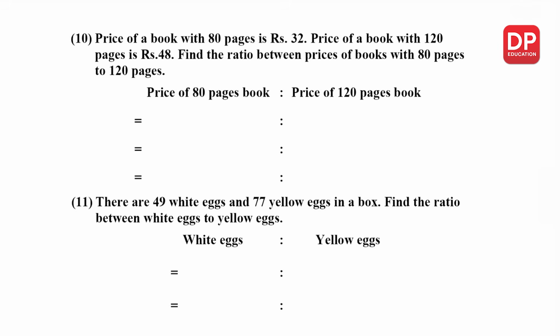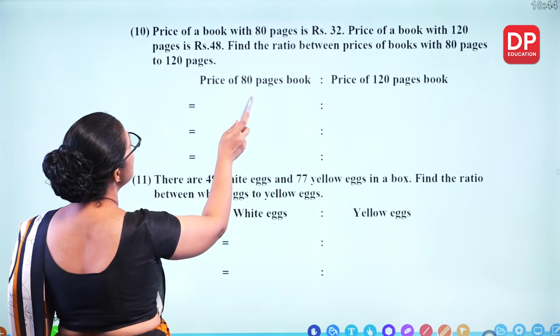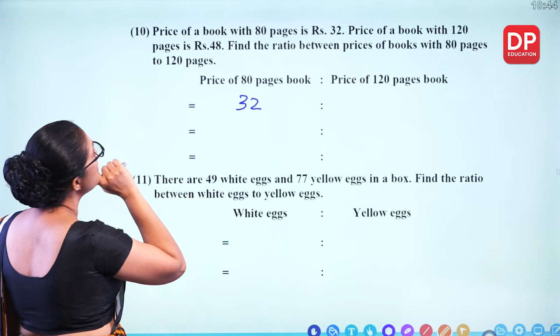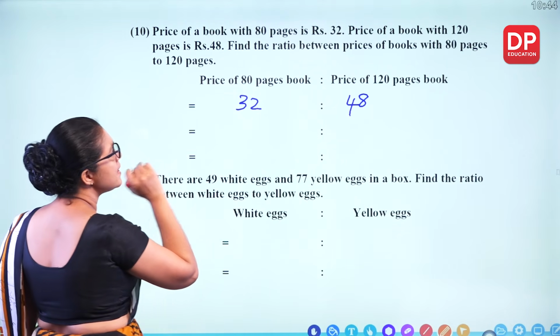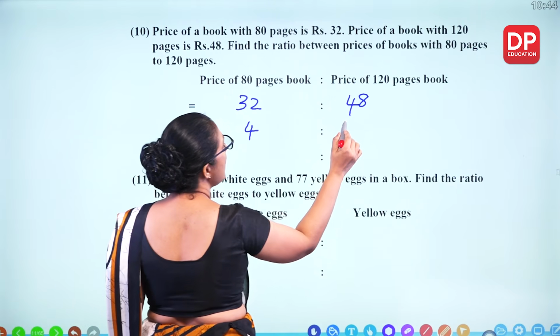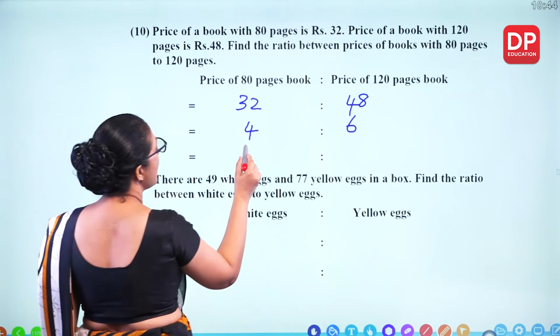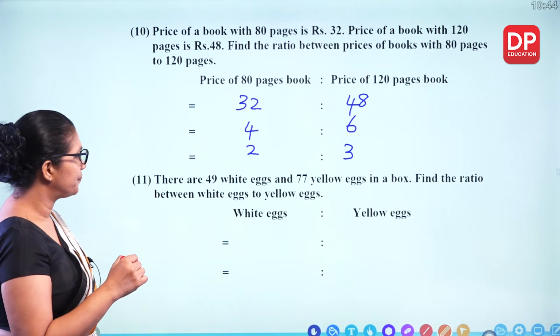Price of a book with 80 pages is 32 rupees. Price of a book with 120 pages is 48 rupees. Find the ratio between the prices of books with 80 pages to 120 pages. What's the price of the 80 page book? 32. Price of the 120 page book? 48. Divide both sides by 8. 8 times 4, 8 times 6. And divide by 2 again. Get 2 and 3. 2 to 3 ratio.